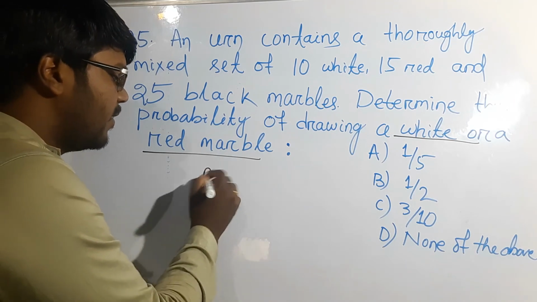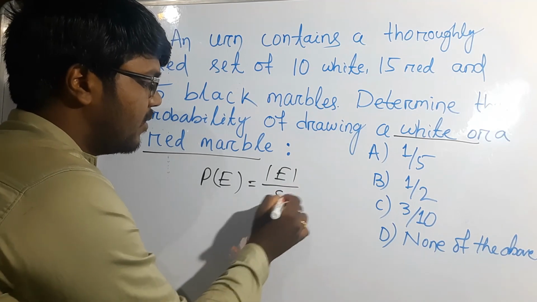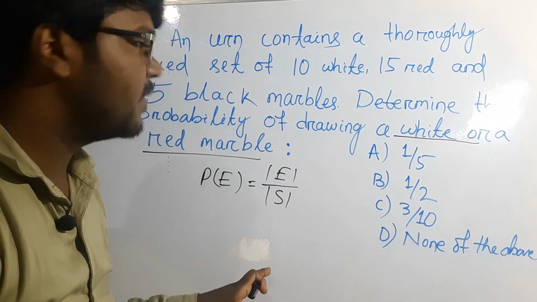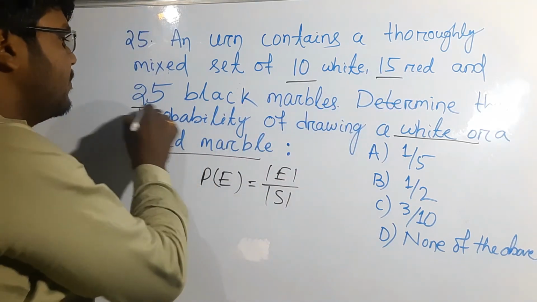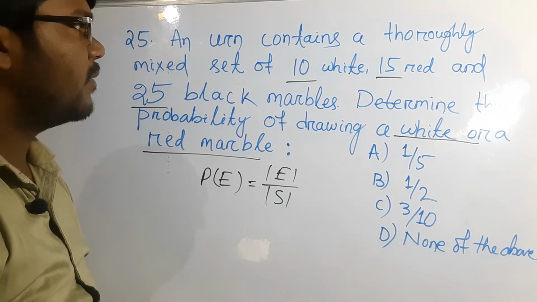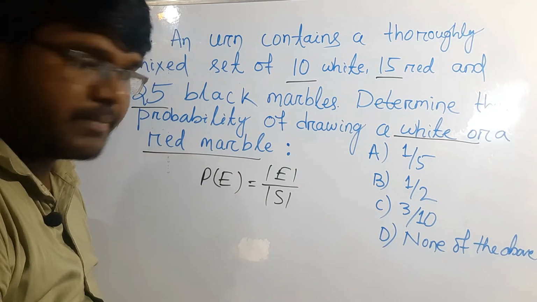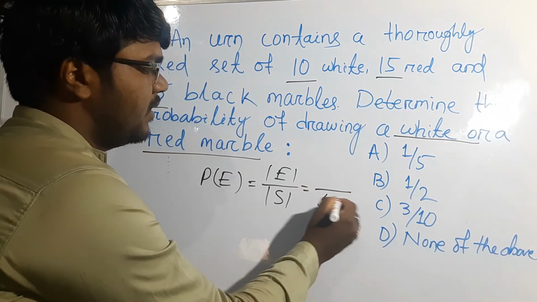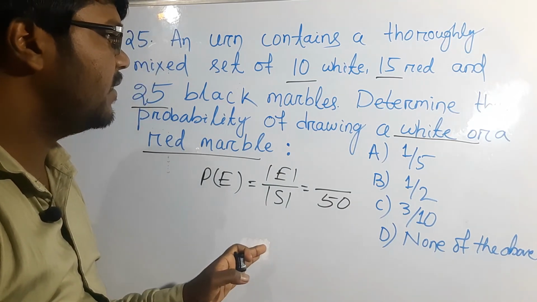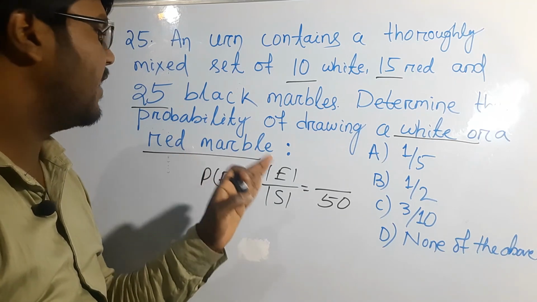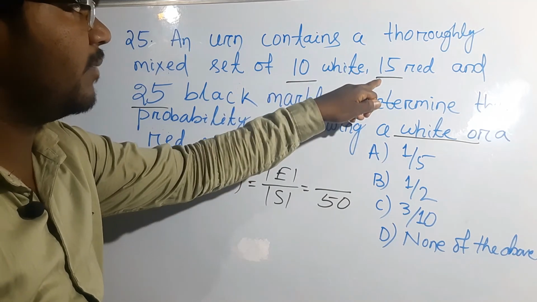We know the probability of an event is the number of elements in the event divided by the number in the sample space. Then what is the sample space? Here there are 10 white marbles, 15 red marbles and 25 black marbles. The total number of marbles is 10 plus 15 plus 25, so it will become 50. So here 50 is the sample space. And what is the number of elements in the event? The event is drawing a red or white marble. The number of white marbles is 10 and the number of red marbles is 15.